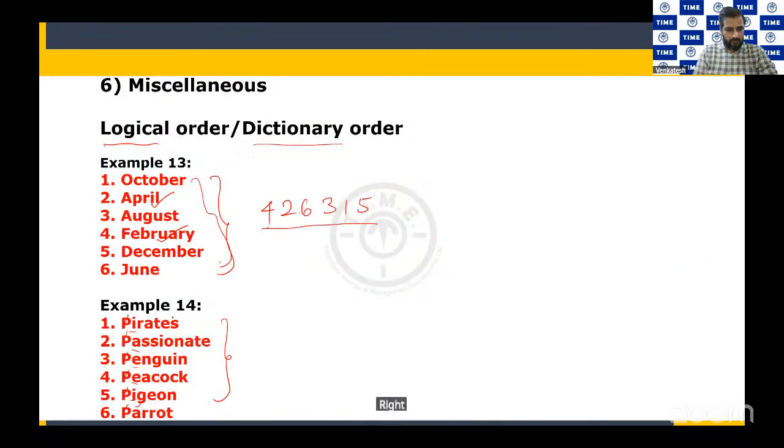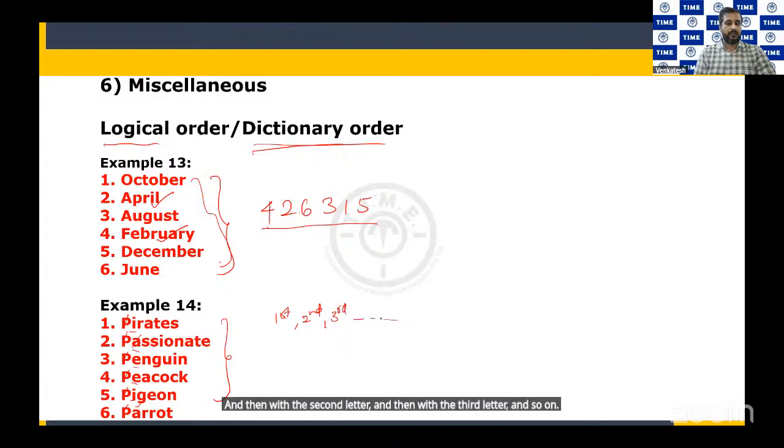Right. So you need to check the second letters. Even if the second letters are the same, you need to check with the third letters and so on to decide the dictionary order. First start with the first letter, then the second letter, then the third letter and so on. Okay.